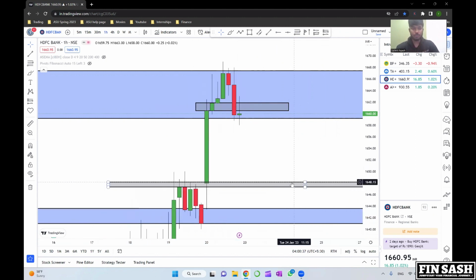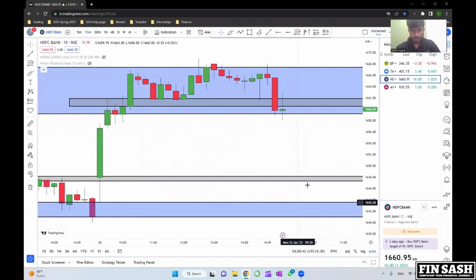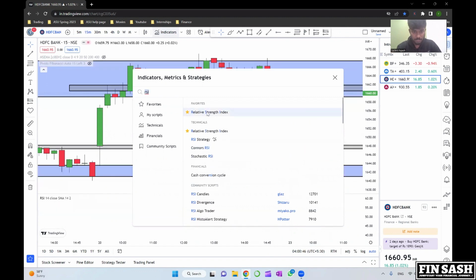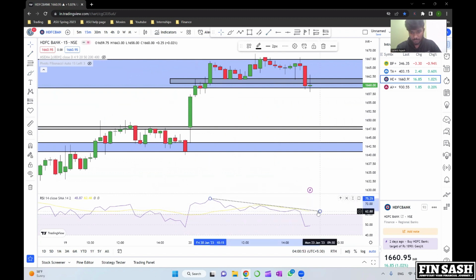Right. Also, if you see HDFC, if you open again the RSI indicator, you can see that the momentum has been falling, right? So there's a falling RSI. So basically what this means is buyers are trying to push the market up, but they don't have enough momentum to push it really high and break the resistance. So that's what this shows.